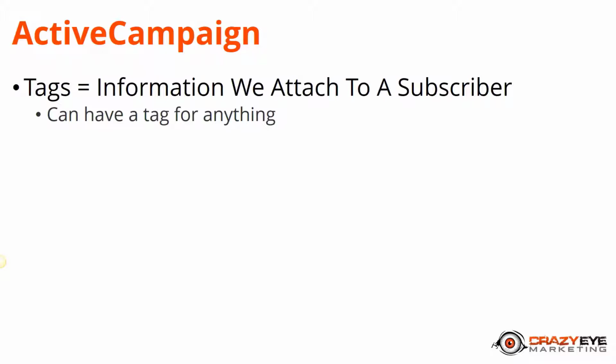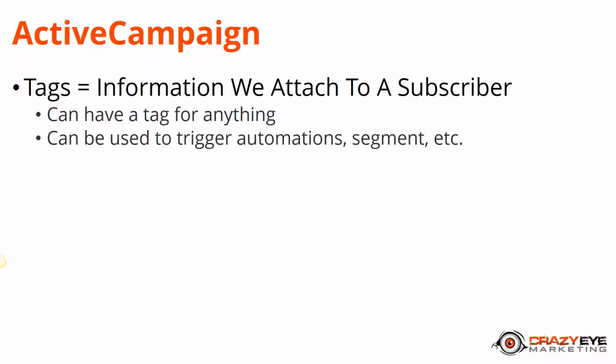And when we assign tags to our subscribers, we're able to trigger different automations, so different email series based on what tags are applied to their account. And we can also segment our subscribers based on tags, so we can see who purchased what, who opted in for what, etc. So tags are the big deal with ActiveCampaign, and as we go through examples, you'll get an idea of how these tags work and how they're used to trigger automations and segment your subscribers.